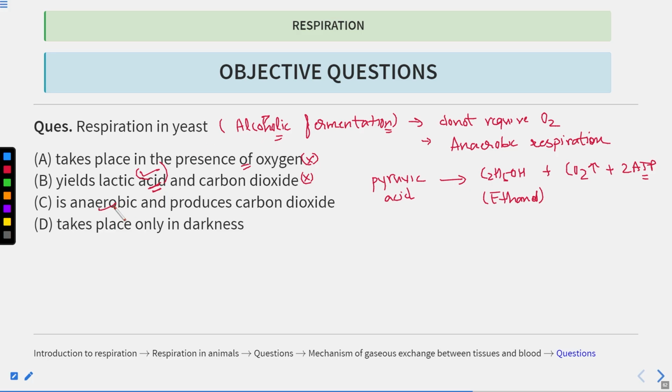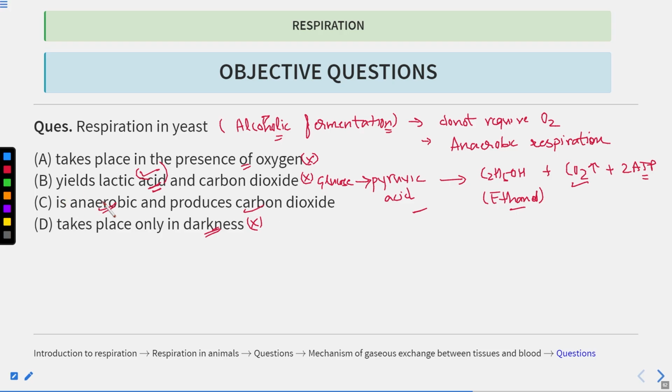Next is it is anaerobic, means it doesn't require, or it takes place in the absence of the oxygen, and it produces carbon dioxide. So this option seems correct because here you can see there is no oxygen utilized and carbon dioxide is also produced. So initially you have the glucose molecule which is first converted into pyruvic acid by the process of glycolysis, and then pyruvic acid can be converted into ethanol or lactic acid. Now the last option is it takes place only in the darkness. So this option is also not correct.